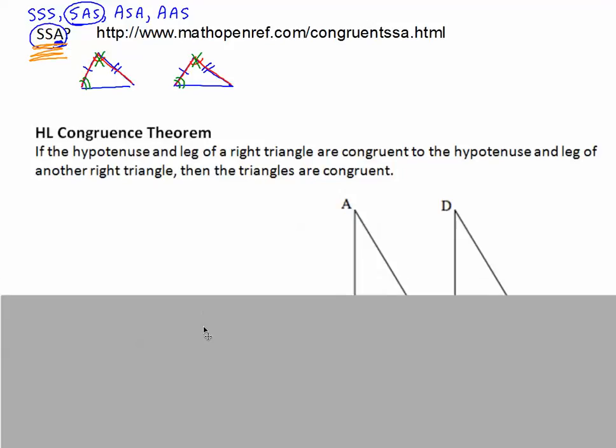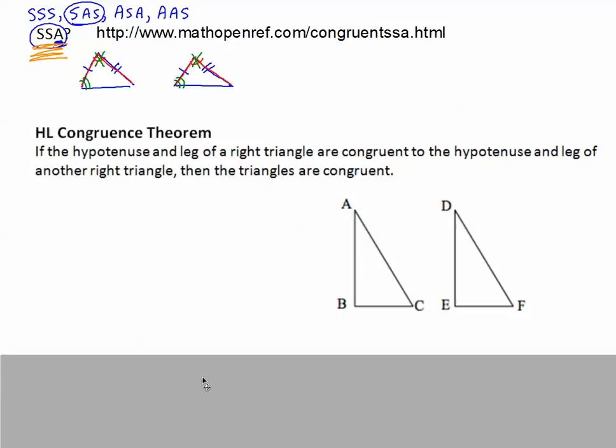So here's a time when you're going to ask the question about SSA again. HL Congruence Theorem. HL stands for hypotenuse leg. When do you have a hypotenuse? When you have a right triangle. So here's the theorem. If the hypotenuse and leg of a right triangle are congruent to the hypotenuse and leg of another right triangle, then the triangles are congruent.